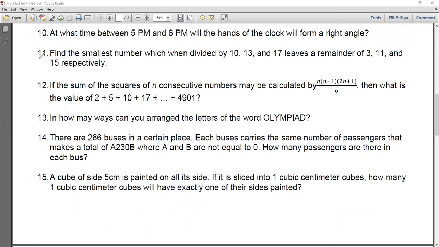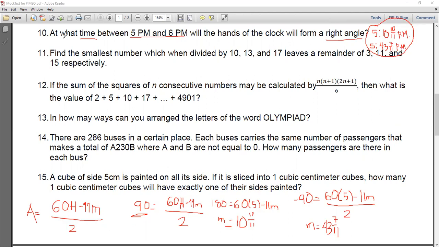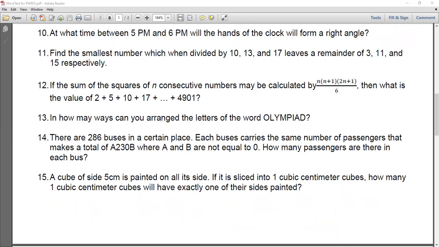Next, number 11. Oh, wait. Please bring back the thing. So to get the first one, you just put 90, and to get the second one, you put negative 90.